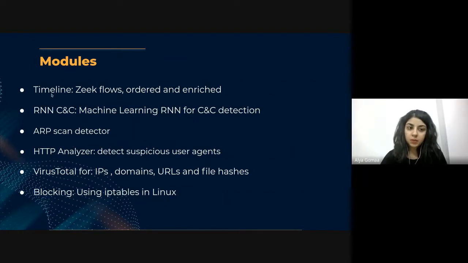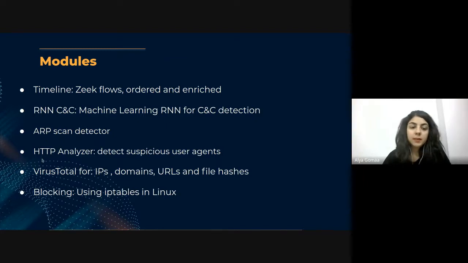We have the timeline module. This one separates Zeek flows, ordered and enriched, in files. We have the RNN command and control module. This one is a machine learning module used for detecting command and control. We have the ARP scan detector. This one detects IPs performing ARP scans in your network.